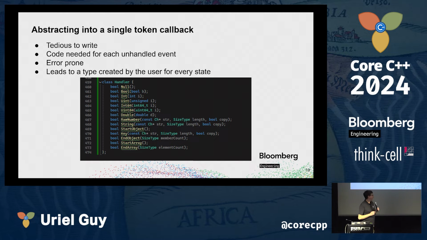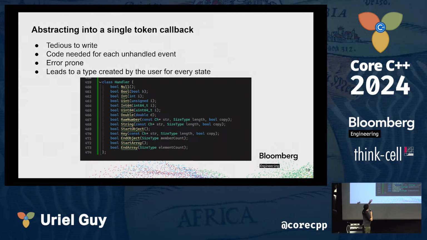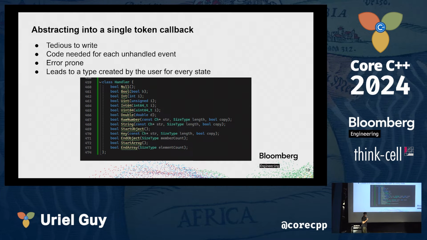So what does the callback look like? We have a series of functions. And just imagine that you now want to write any parsing logic whatsoever, and you have to deal with those events. There's a few downsides here. The first one is that this is tedious.